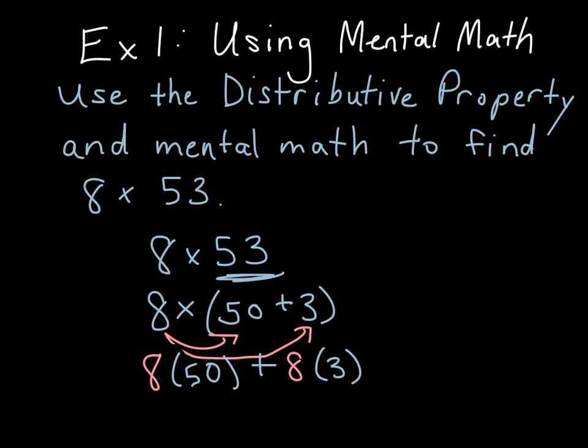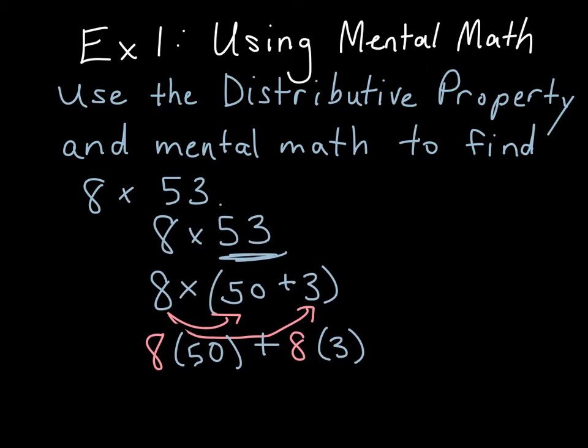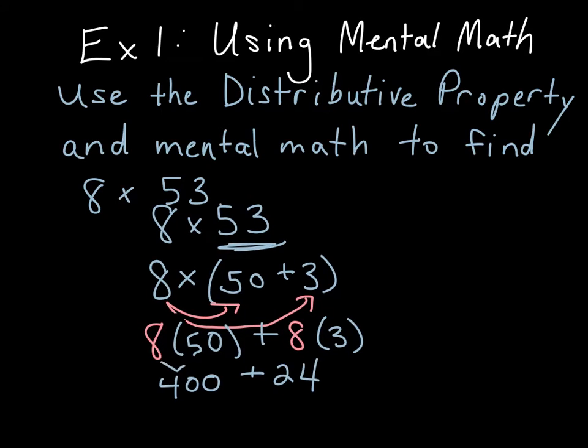And then you just evaluate here by doing 8 times 50, which should be easy mental math because 8 times 5 is 40, and then you just stick the 0 on there. And then 8 times 3 we know is 24. And then all you have to do is add those numbers together, and 400 plus 24, of course, equals 424.